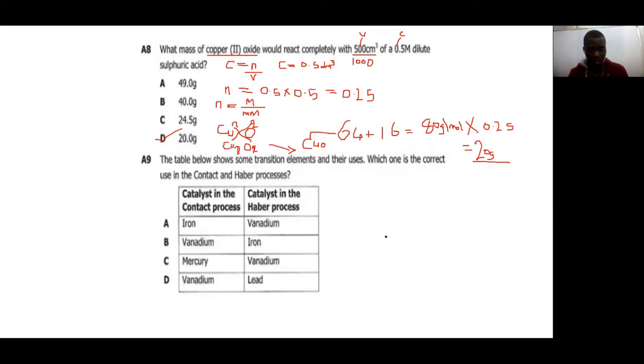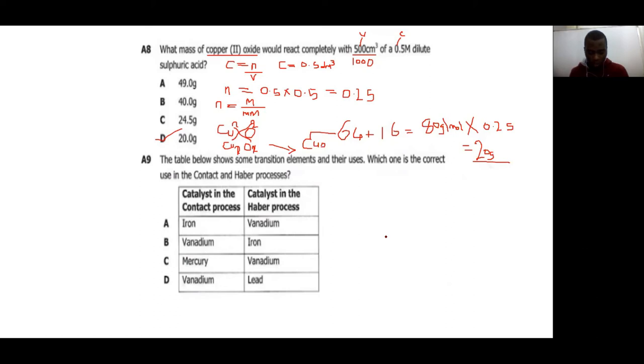Okay, let's go to question 9. Question 9 reads, the table below shows some transition elements and their uses. Which one is the correct use in the contact and the Haber process? So now the first thing that you need to know is that the Haber process is the industrial production of ammonia, and iron is used as a catalyst.